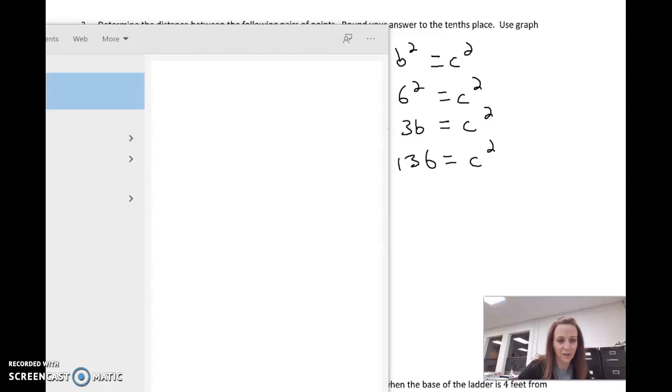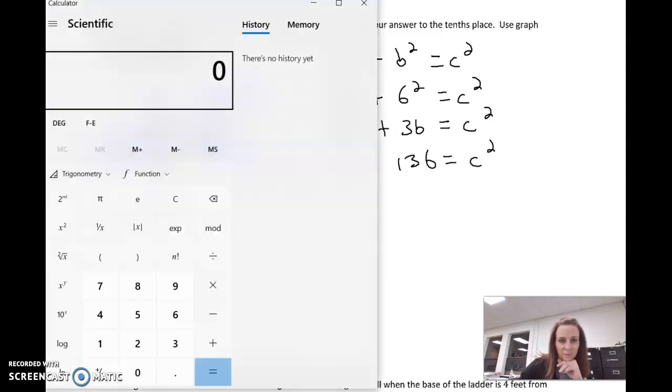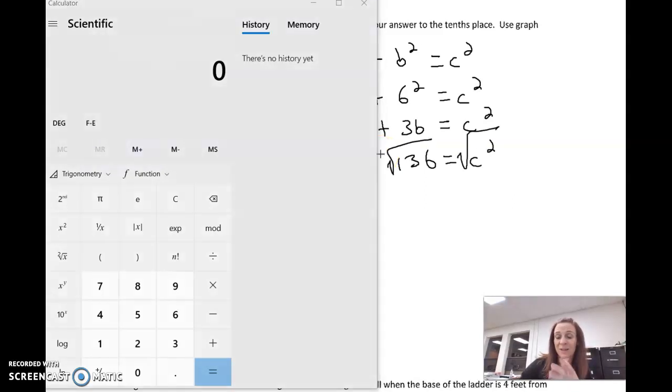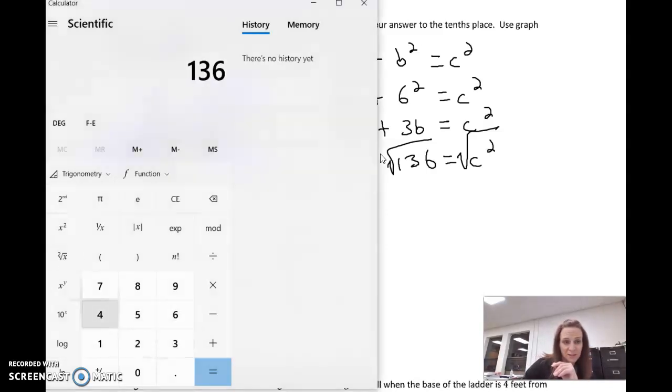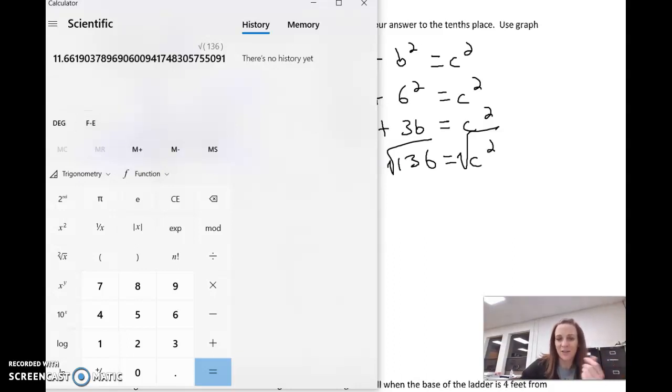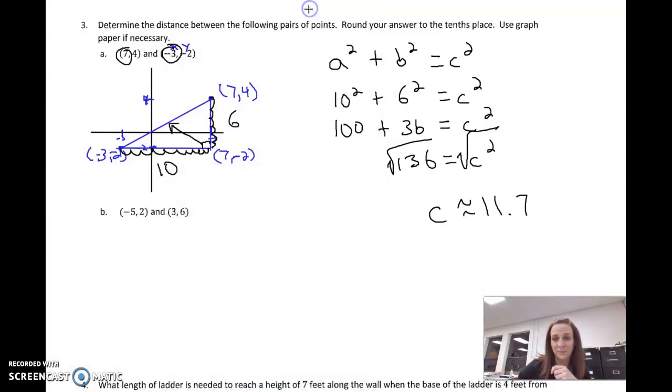Let's see if I have my calculator here. So let's say I wanted to, of course, take the square root of these, right? Because that's how we undo the square. So my calculator is a little different, but if I go 136, take the square root of that, I get 11.6619. It's said to round to the nearest tenth. So I could say c is approximately equal to 11 point, the 6 right here, look at the 6 behind it. That tells us to round the first 6 up to 7. And round to the nearest tenth place. There we go. So that's the distance between your 2 points.